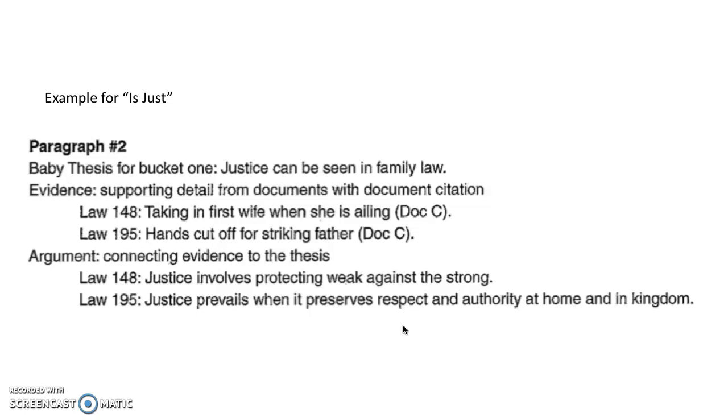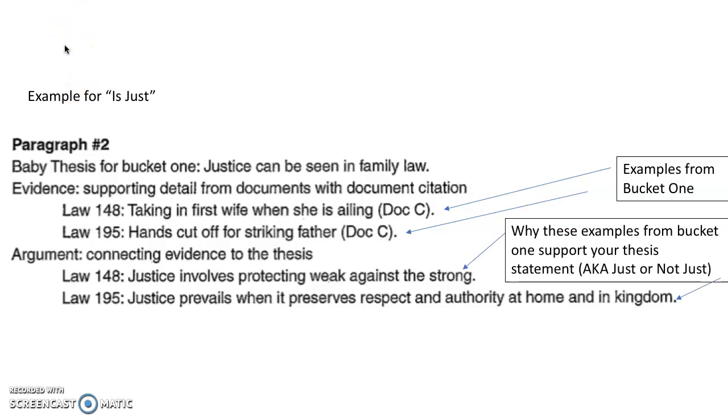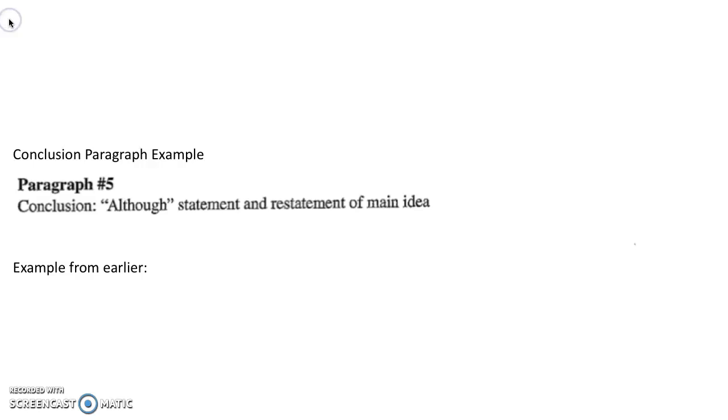So you see, they take the evidence, they cite the document, and then they explain why that evidence proves that it is justice, because that's this person's example, that Hammurabi's code was just. So again, these are the examples from bucket 1 over here in the evidence section. And these are the examples from the bucket and how they support this thesis statement, just or not just, depending on your essay. Okay, finally, the conclusion paragraph example.